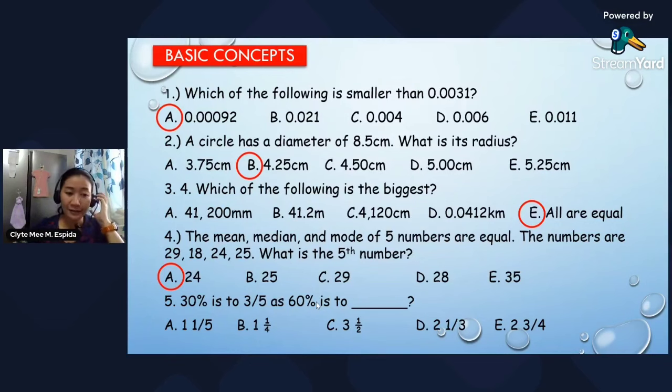Okay, let's have number 5. 30% is to 3/5, 60% is to blank. So the correct answer is letter A.